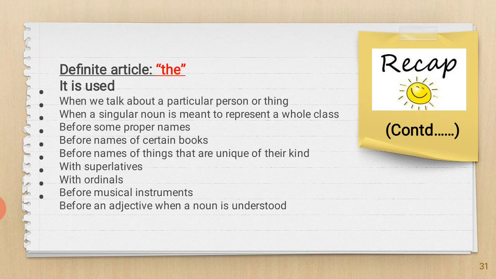the, it is used when we talk about a particular person or thing, or when a singular noun is meant to represent a whole class, before some proper names, before the names of certain books, before names of things that are unique of their kind. Then we use definite article with superlatives, with ordinals, before musical instruments, and before an adjective when a noun is understood or when it's behaving like a noun.